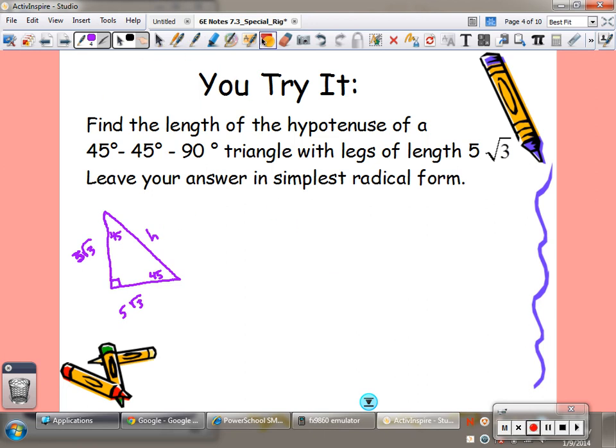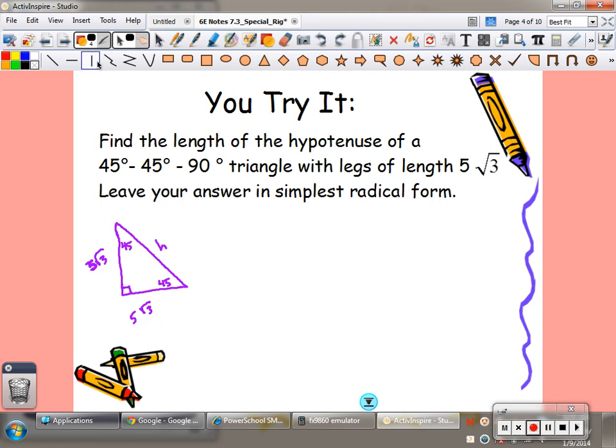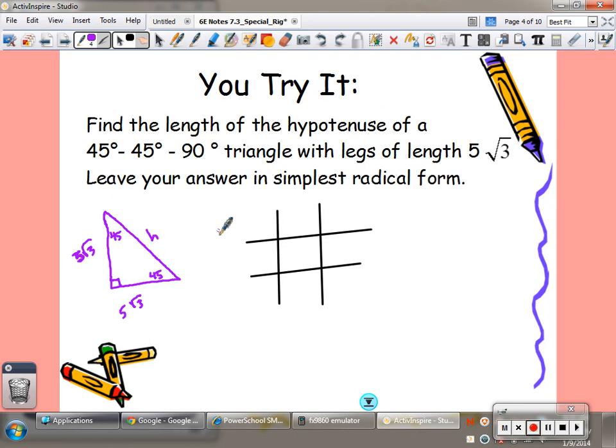I like to set it up almost just like a tic-tac-toe board. I have a leg and the hypotenuse. The relationship between the legs is 1 to 1 and then square root of 2. And that's just like the page before. This just looks a little bit different, but it's the same idea. This is how I'm going to organize my data.